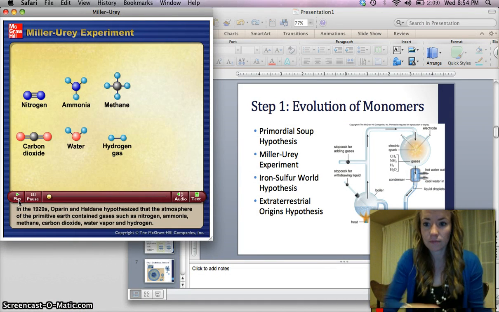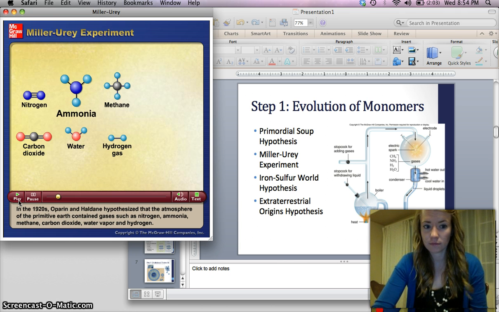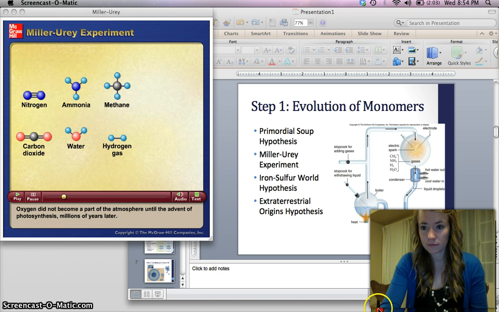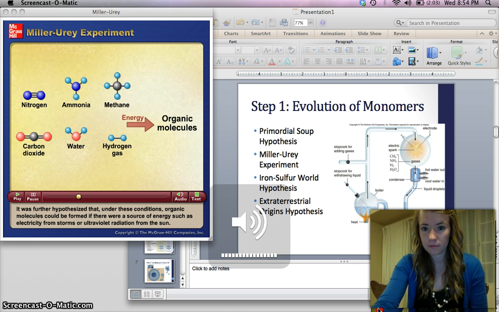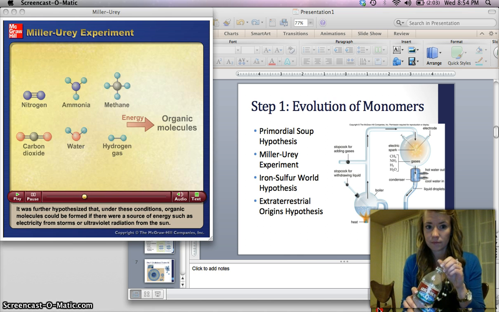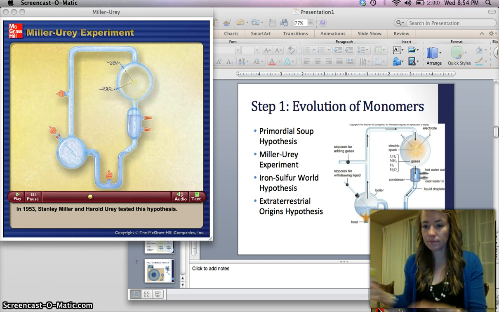In the 1920s, Oparin and Haldane hypothesized that the atmosphere of the primitive Earth contained gases such as nitrogen, ammonia, methane, carbon dioxide, water vapor, and hydrogen. Oxygen did not become a part of the atmosphere until the advent of photosynthesis millions of years later. It was further hypothesized that under these conditions, organic molecules could be formed if there were a source of energy such as electricity from storms or ultraviolet radiation from the sun. In 1953, Stanley Miller and Harold Urey tested this hypothesis.